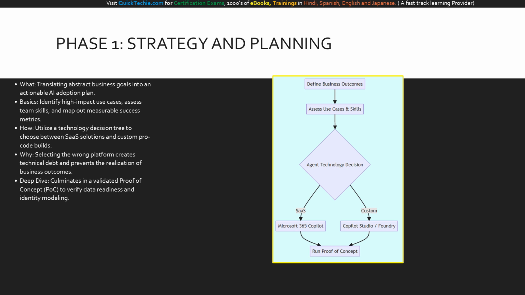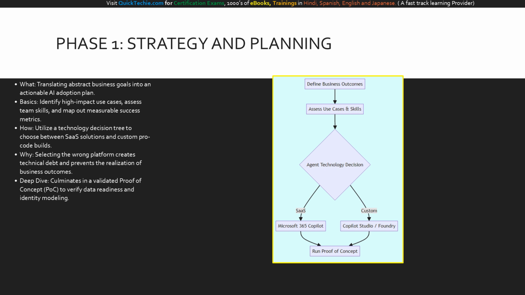You will also conduct a thorough skills assessment to identify any gaps in your engineering or data teams. During this phase, you run your initial proofs of concept, or POCs. A deep dive into this stage emphasizes data readiness and identity modeling. You are not just planning the agent's functionality, you are verifying that the grounding data is available and that the organization is ready to support the AI workload securely.